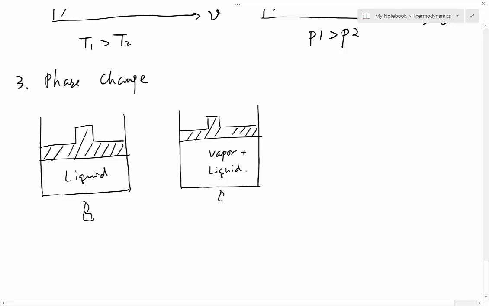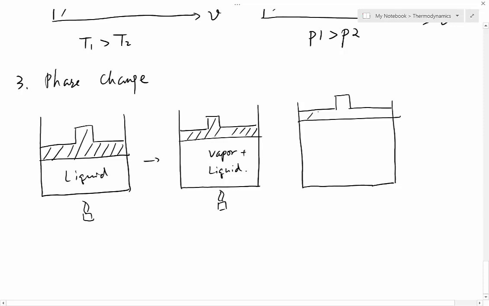And what if you continue heating it up? What's going to happen? You will have more vapor and less liquid. And at some point, you'll have vapor only. And then the volume will be even bigger. Vapor only.